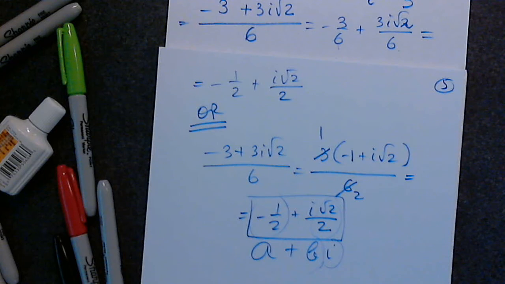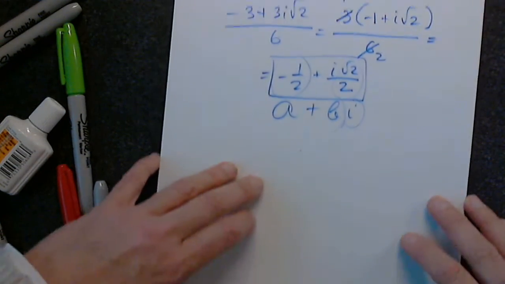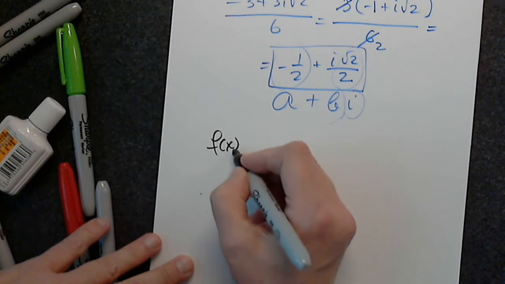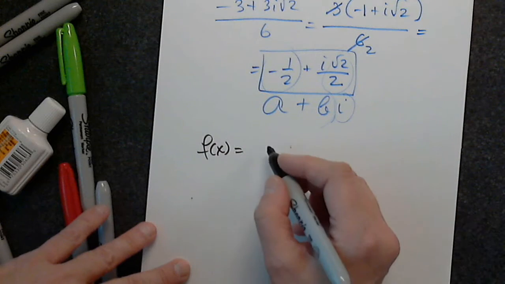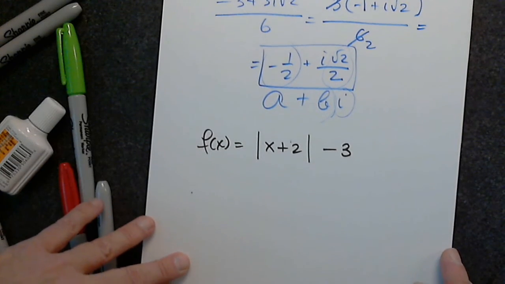Can we take a brief look at graphing absolute value functions? Excellent. With transformations, without transformations? With the transformations. Very good. Let's take a look. So we have f of x, let's say, is the absolute value of x plus 2, minus 3.